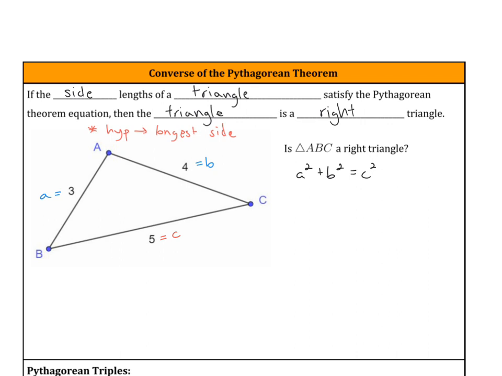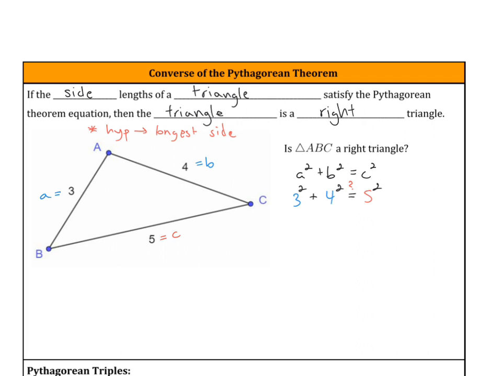Let's go ahead and substitute in. A, let me go ahead and substitute that in with 3 according to my labeling. 3 squared plus 4 squared is going to be equal to 5 squared. Now, again, we are actually checking to see if this will work. So I'm not entirely sure if this equation is actually going to be equal yet, because again, we don't know if we have a right triangle. But let's go ahead and finish up both sides of the equation.